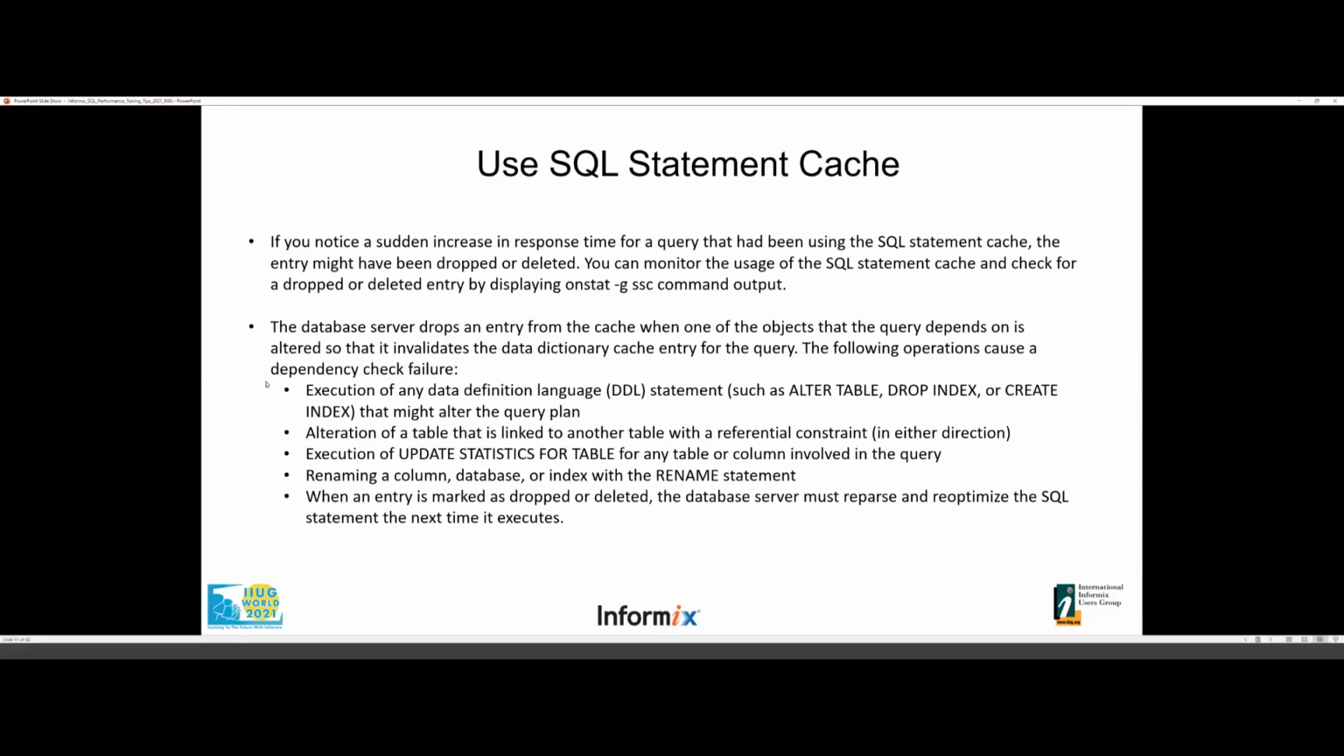The following operations cause a dependency check failure. Execution of any data definition language statement, such as alter, drop index, or create index, might have altered the query plan. Also, the alteration of a table that's linked to another table by referential constraints in either direction. Execution of update statistics for a table or column involved in a query. Renaming a column, database, or index with the rename statements. And when an entry is marked as dropped or deleted, the database server must reparse and reoptimize the statement the next time.